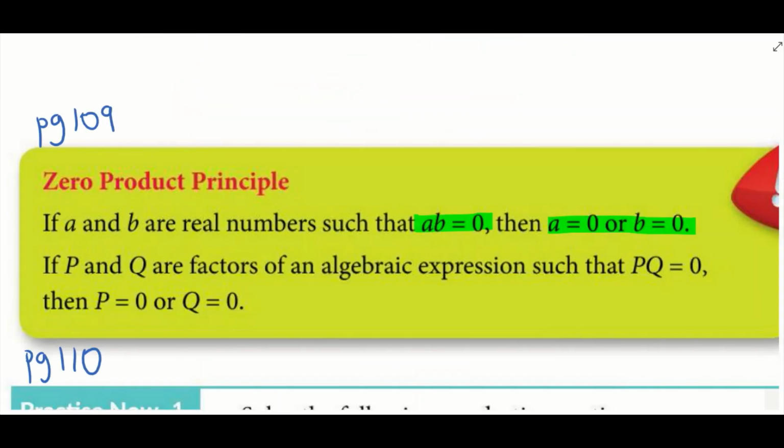This is actually about zero product rule. Basically, when I have A times B equals to 0, then it means that either A is 0 or B is 0, or you can have both that are 0. This all means either A is 0, B is 0, or both A and B are 0. I can have any of these three cases.